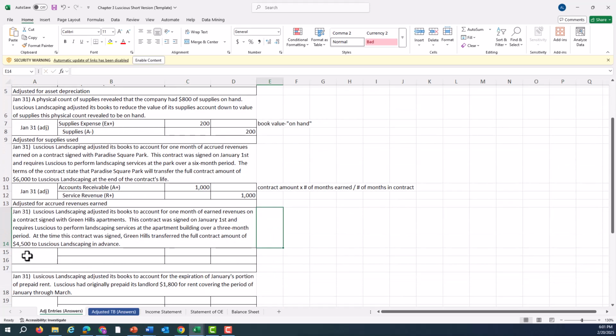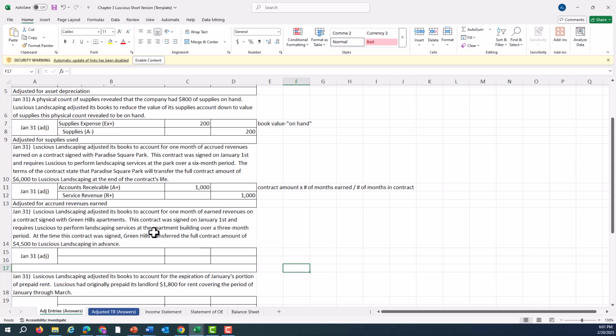In the next adjusting entry, we have an incredibly similar situation. So we're going to make another adjustment on January 31st. This is also for revenues earned on a contract, but we have one difference. This one is with Green Hills Apartment. We also signed this contract on January 1st, and under the terms of this contract, we're going to provide landscaping services to this apartment building for a 3-month period.